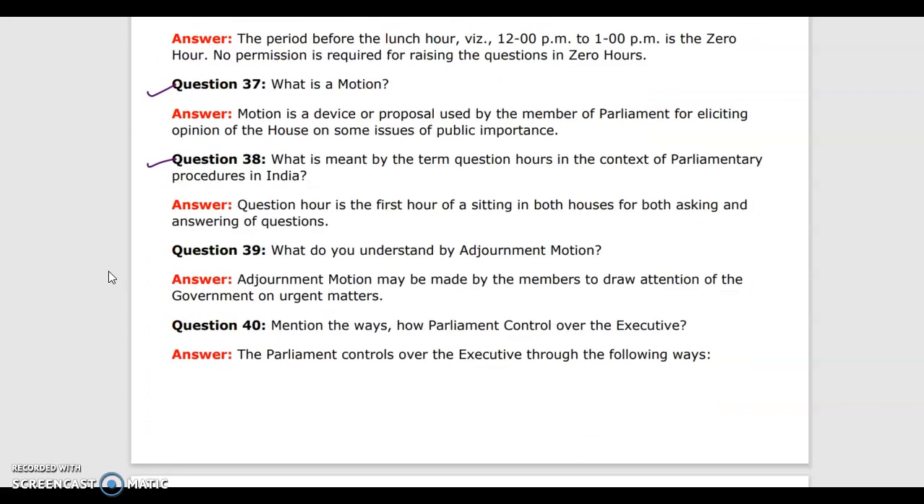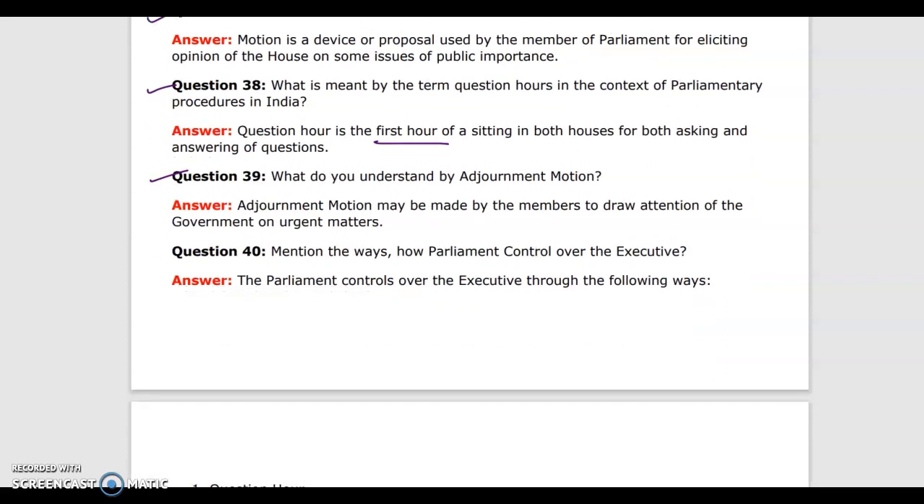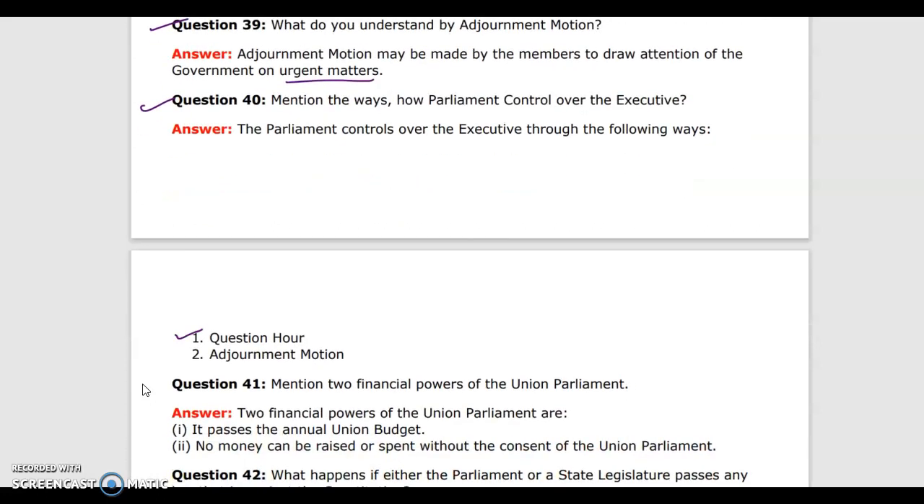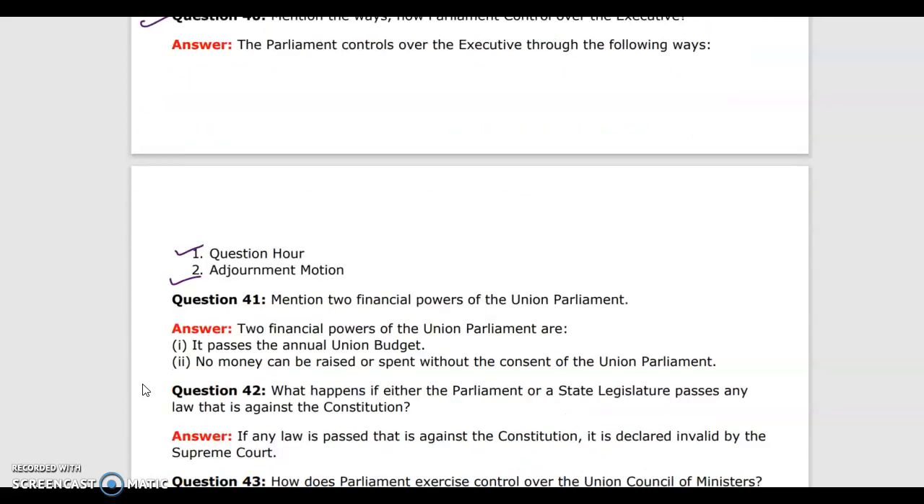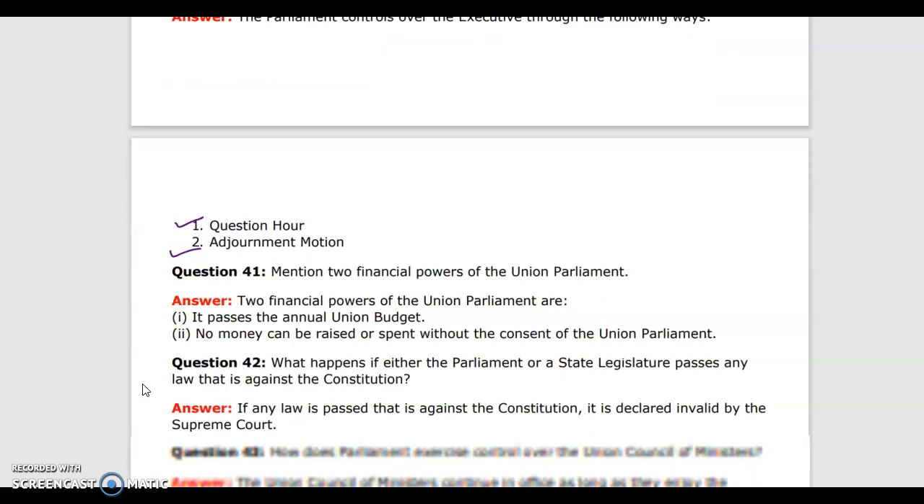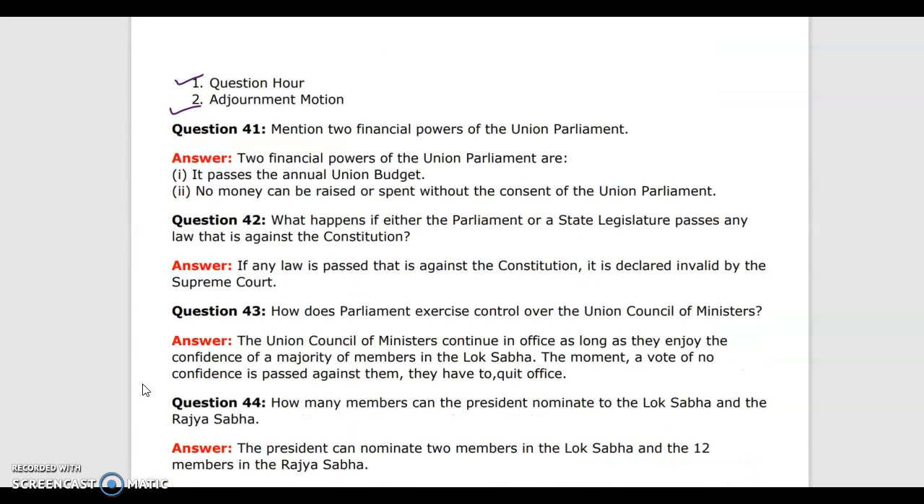What is meant by the term question hour in the context of parliamentary procedures in India? It is the first hour of sitting in both houses for both asking and answering of questions. What do you understand by adjournment motion? It is a motion that is made by the members to draw attention of the government on urgent matters. Mention the ways how Parliament controls the executive. Answer is question hour and adjournment motion. Since there is a lot of questioning in question hour, they may question the government about the working.